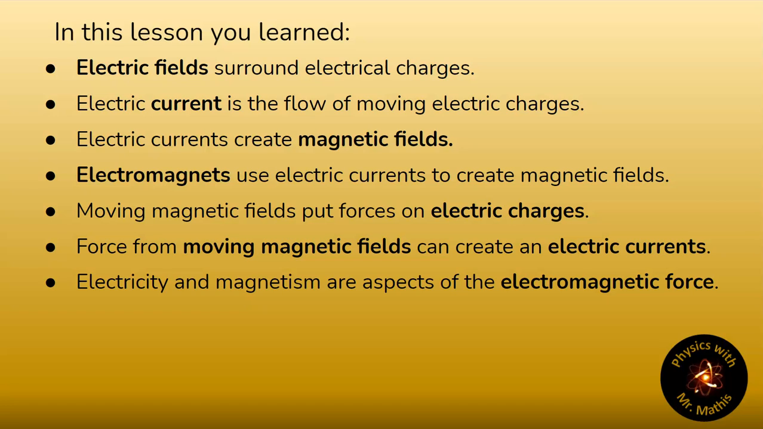We talked about how moving a magnetic field creates forces on electrical charges, and how that force from a moving magnetic field can actually create an electric current as it pushes on the electric charges and makes them flow through a conductor. Electricity and magnetism are both aspects of the electromagnetic force, one of the four fundamental forces in the universe.